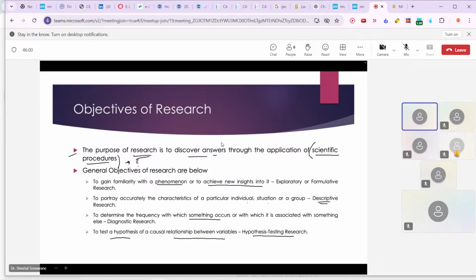Okay, thank you. So what are the objectives of research? We know that the purpose of research is to discover answers to a research problem through the application of scientific procedure. So what do you mean by scientific procedure? Scientific procedure is basically a step-by-step procedure. Scientific means you have an input and you are going to get some output, and there are certain components or phases which you have to follow to reach the output. So for that purpose, we say that research is a scientific process.